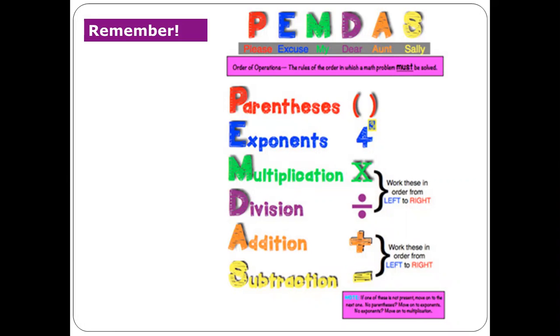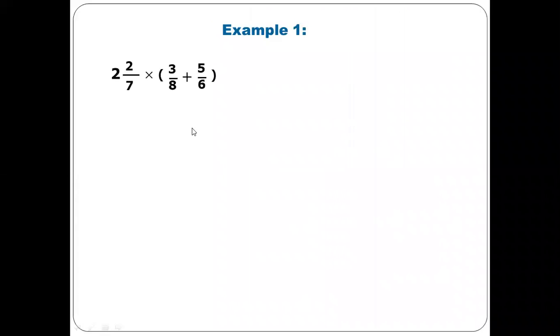this expression. We should start with parentheses, then exponents. After that, multiplication or division. We work on these two operations from left to right. I start with the one I see first in the expression. And finally, addition or subtraction. I also work on these operations from left to right, which means I start with the one I see first in the expression. Let's take the first example.